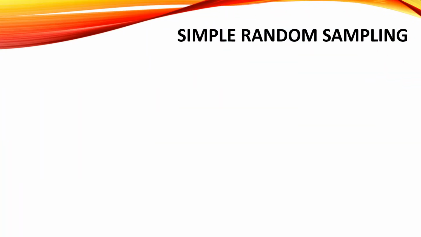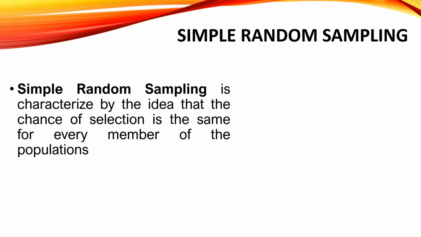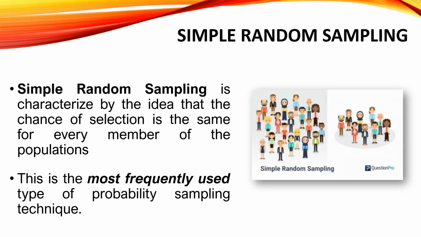Sa paggamit ng probability sampling, narito ang iba't ibang mga paraan. Number 1. Simple random sampling. Simple random sampling is characterized by the idea that the chance of selection is the same for every member of the population. Because of this manner of selection, it is the most frequently used type of probability sampling technique.